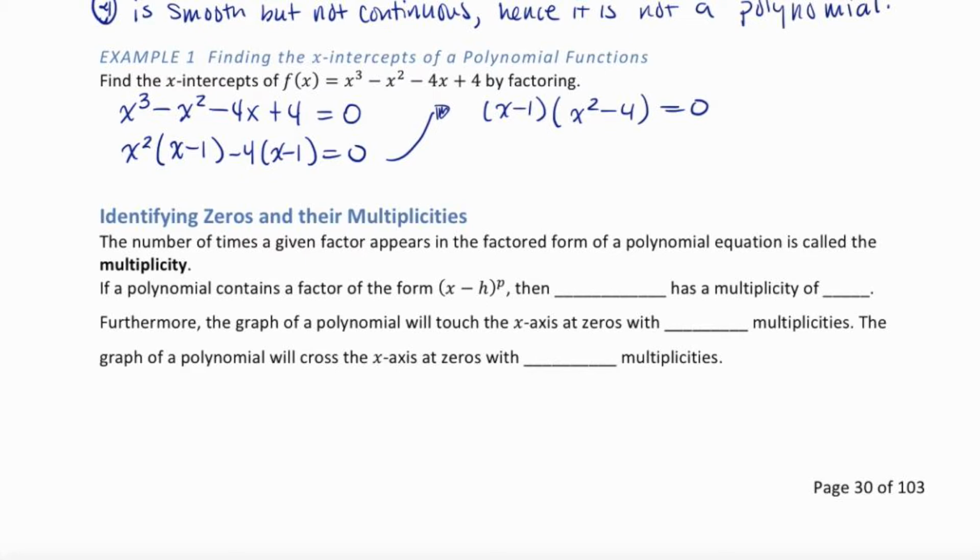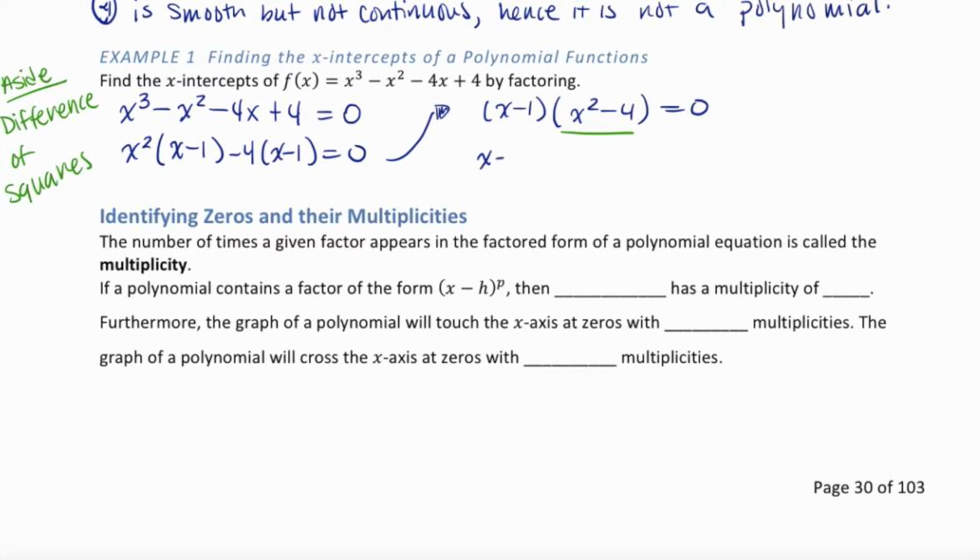X squared minus 4 is a special type of polynomial. You should recognize it from algebra. If you don't, I would spend some time reviewing. I have mentioned this before, but this is a difference of squares. So please take a moment and search for that online. If you don't, remember what a difference of squares is.